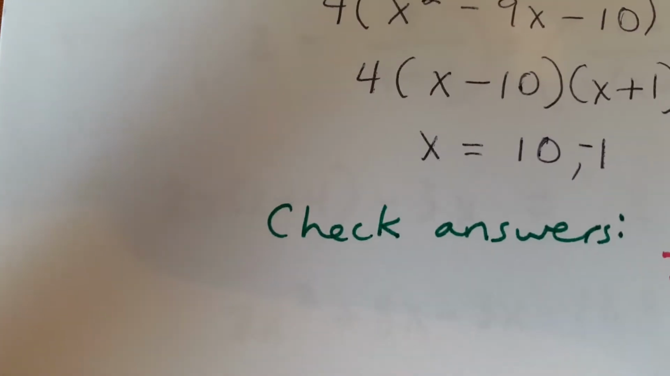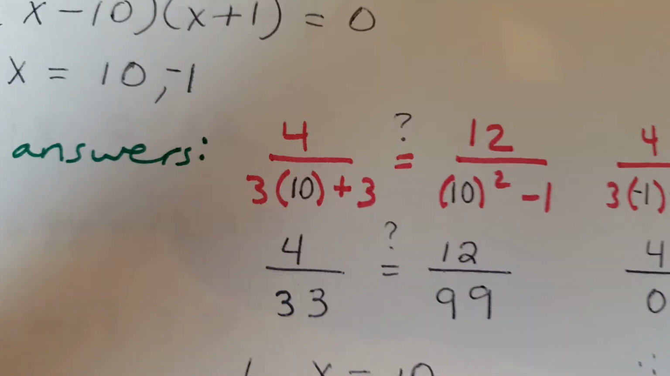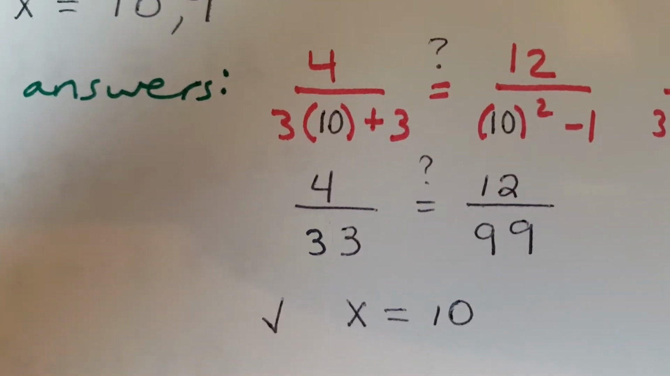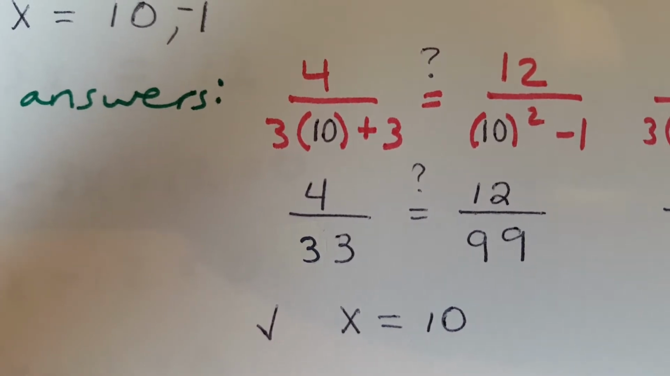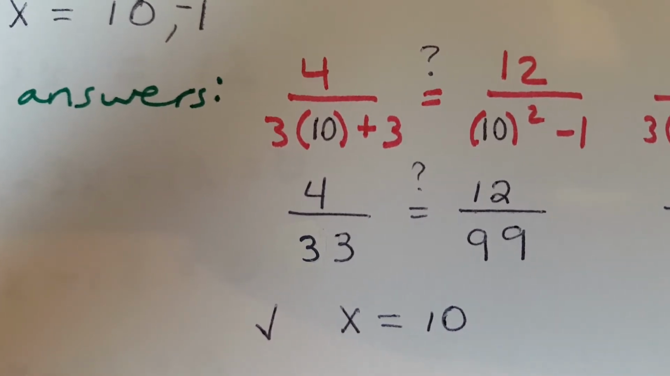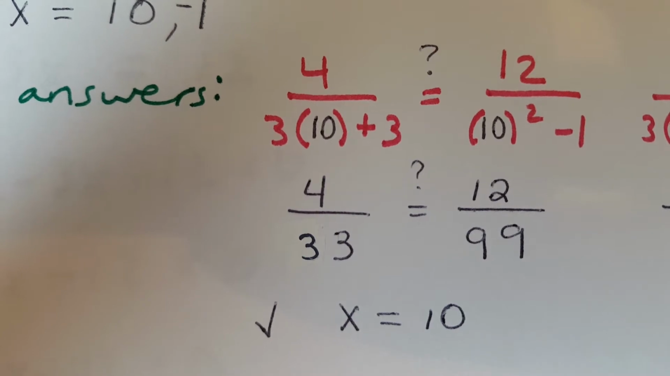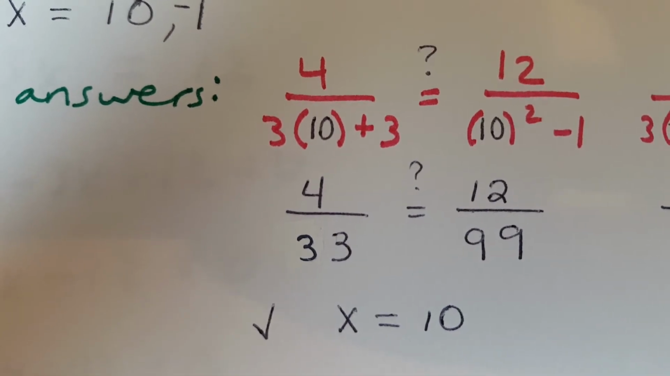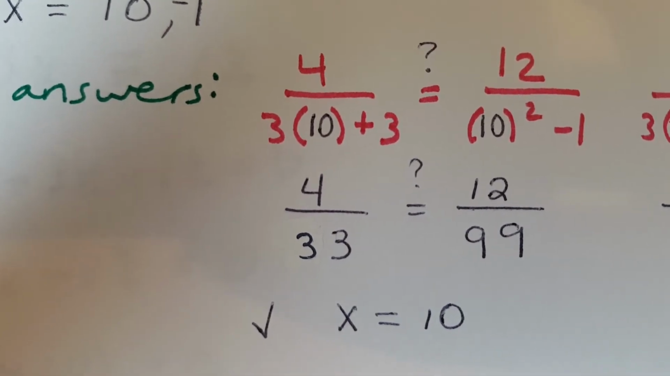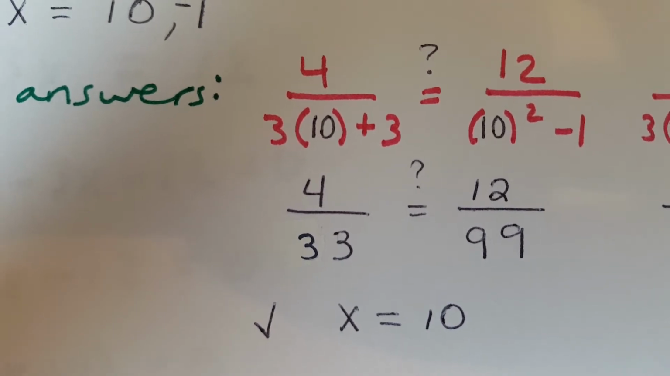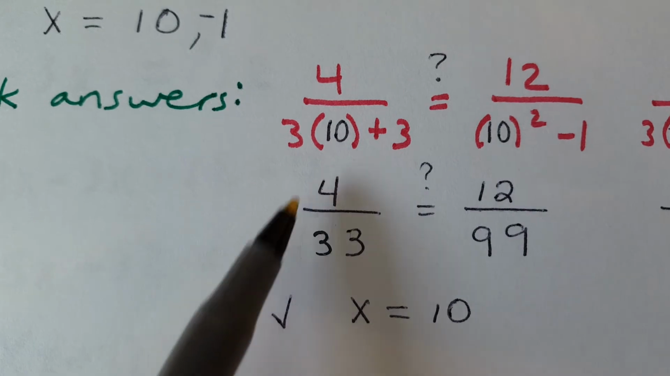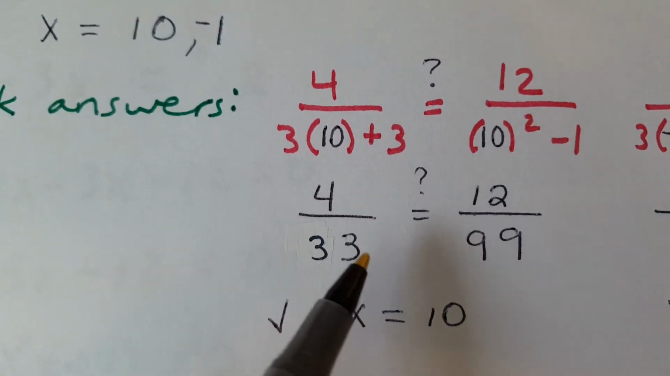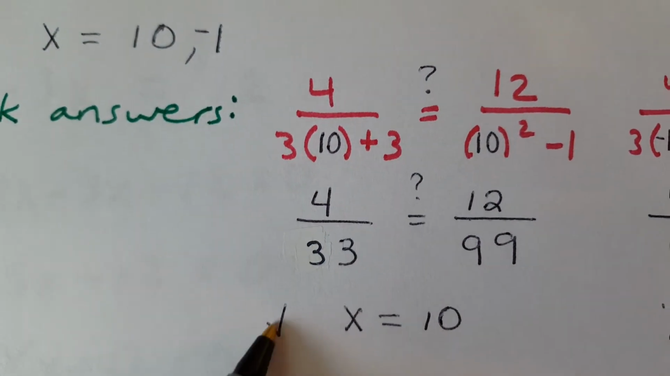To check for extraneous solutions, I plug 10 and negative 1 back into the original equation. So I'm going to check my answers now. You'll see here that when I plug 10 in, I get 4 over 33, and that's set equal to 12 over 99. Is it the same thing? Yeah, you can either check by putting both fractions into your calculator and comparing the decimals, or you can see that this fraction on the right side is just this first fraction multiplied by 3 over 3. So 10 does work. Check.